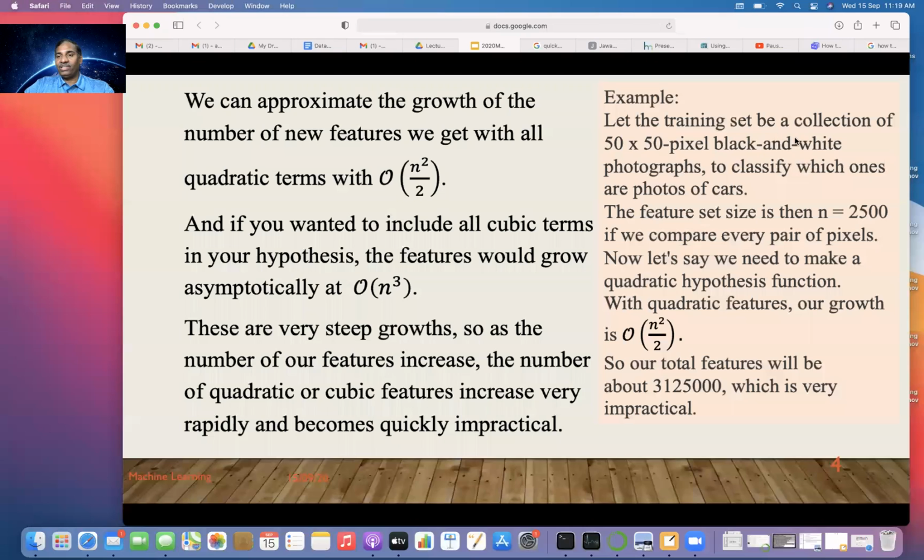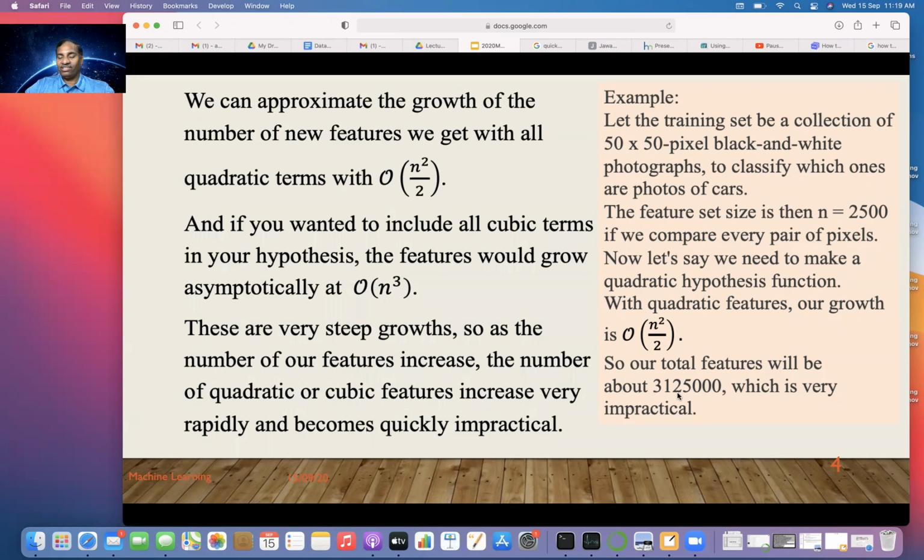So here is another example we'll take. Let the training set be a collection of 50 by 50 pixel black and white photographs to classify which ones are photos of cars. The feature set size is then n equal to 2500. If we compare every pair of pixels, let's say we need to make a quadratic hypothesis function with quadratic features. Our growth is order of n square by 2. So our total features will be about, how much is this? 31,25,000, which is very impractical.